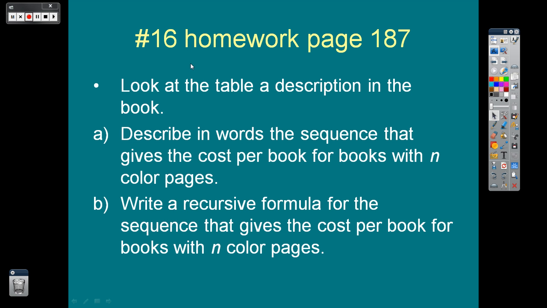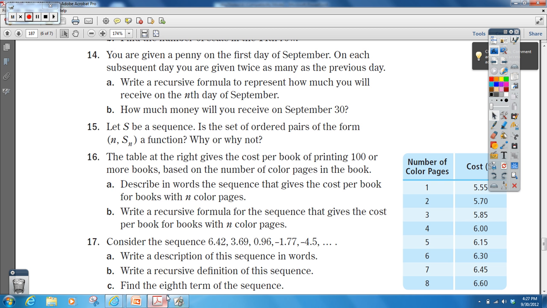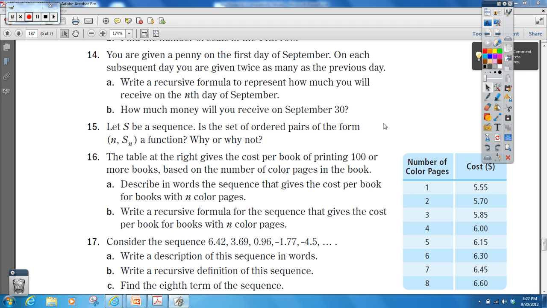Okay, there's a nice little table on page 187, number 16. We're going to describe in words. Let's just go to this problem here. The table on the right gives the cost per book of printing 100 or more books based on the number of color pages in the book. Okay, so we're like talking about a yearbook or something. Describe in words a sequence that gives the cost per book for books with n color pages. So how can we say in words?